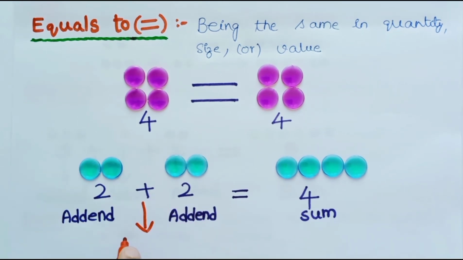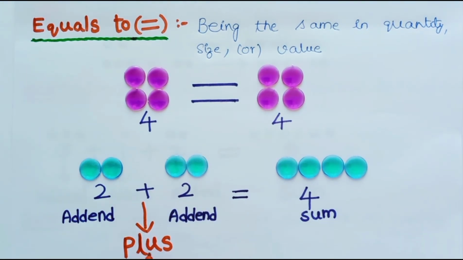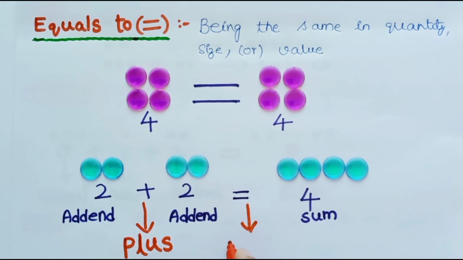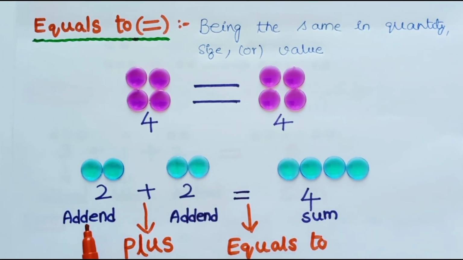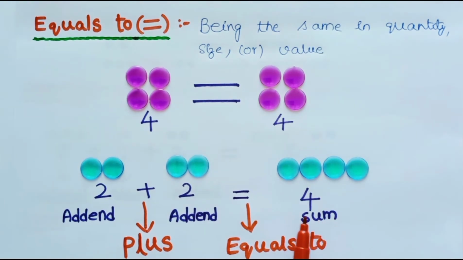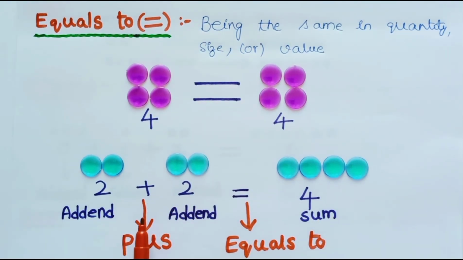Here, what is the symbol? It is plus. P-L-U-S, plus. And what is this symbol? It is equals to. So the addition of the two addends 2 and 2 gives the sum 4. The addition of two numbers is indicated by which symbol? It is plus. The addition of two numbers is indicated by a symbol called plus.